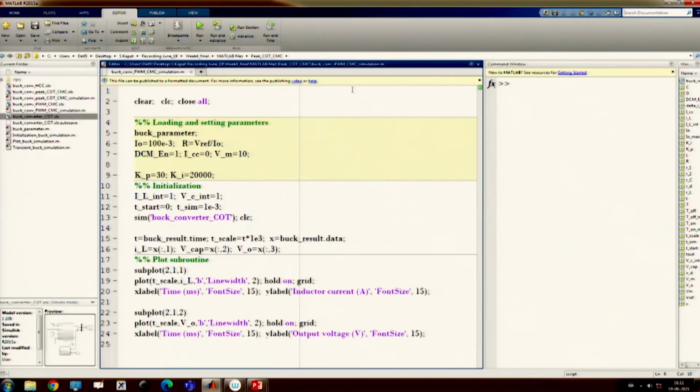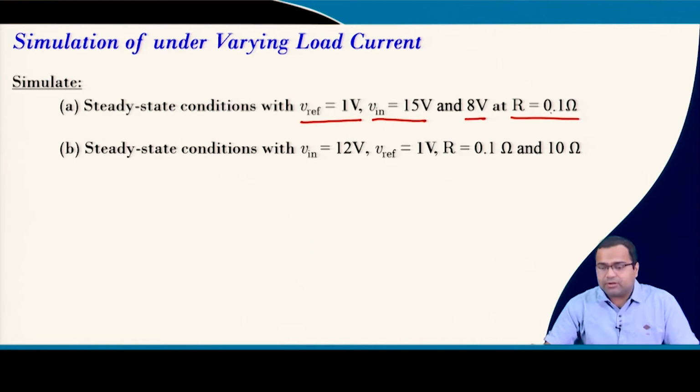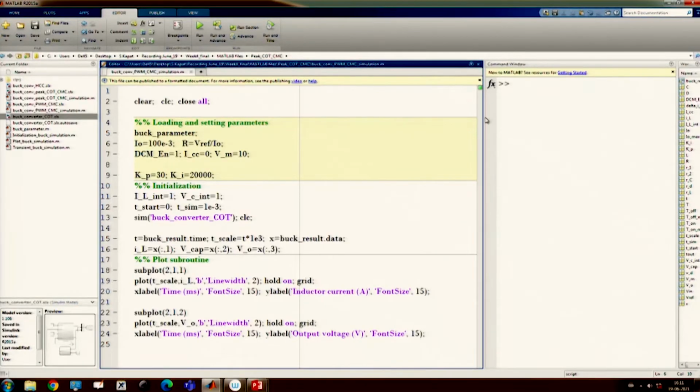Let us first go to MATLAB and check. The first condition we will take is where input voltage is 15 volt and 8 volt for R equal to 0.1. Let us take directly R equal to 0.1. I have already explained this MATLAB implementation, so I am not going to repeat it.